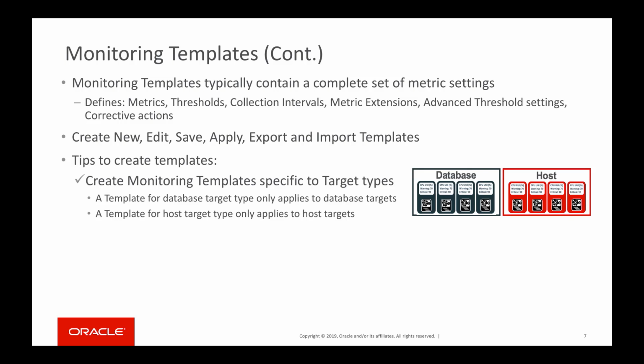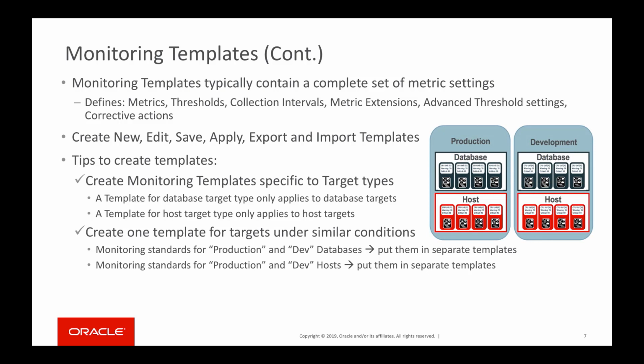And some tips for creating templates. First of all, you need to create monitoring templates specific to target types. So one template per target type at least. This is obviously because each target type has a different set of metrics and they cannot be shared among different target types. So they require different templates.